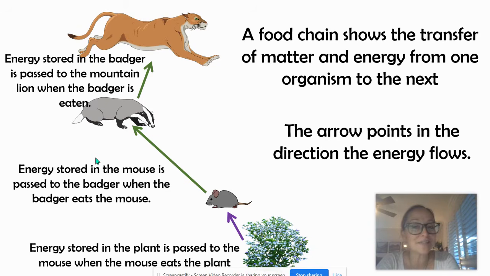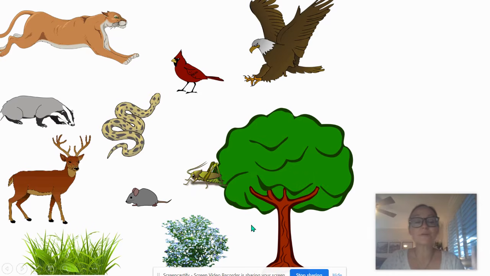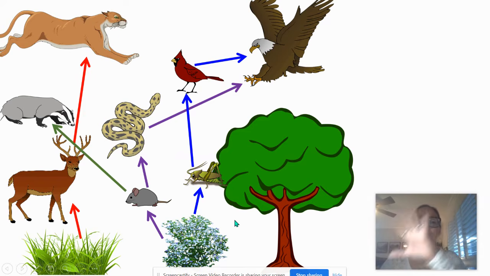Now, energy gets used up. Like when you go for a run or a walk or a bike ride, you're using up your energy. So energy does get lost at each step in the food web or food chain. So it's not infinite. You cannot have infinite steps in this food chain because the available energy will eventually run out.